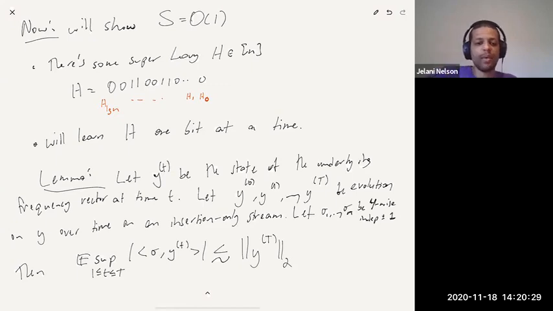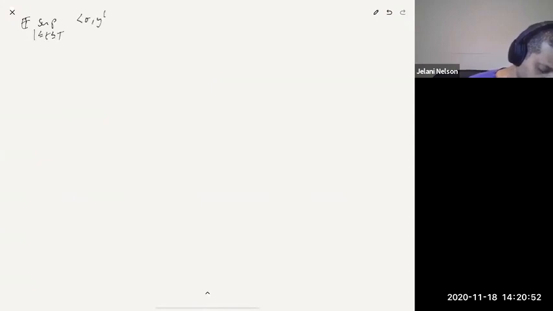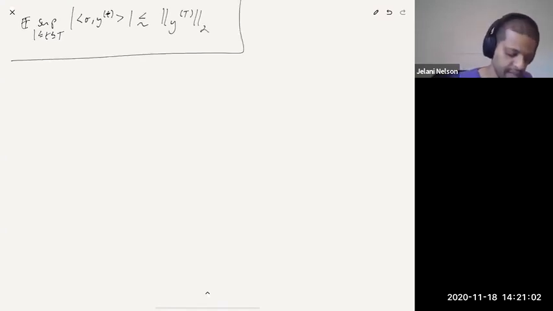So I want to spend just a little bit of time helping you digest what this means before we use it. But we do know the following, right? This is what I said: the expectation of the sup over all time of sigma dot y_t is at most the final norm. Okay, so that's the main claim, where the signs are only four-wise independent.